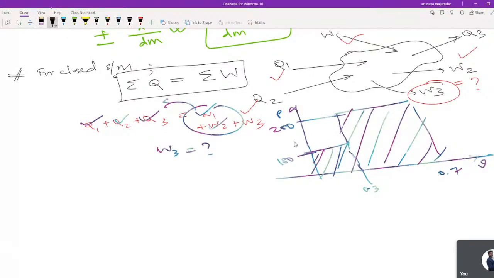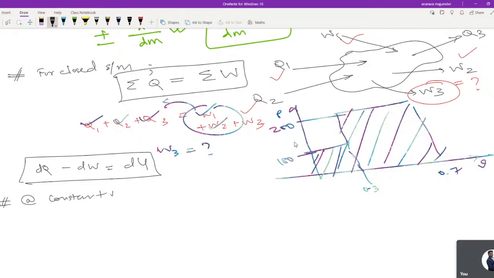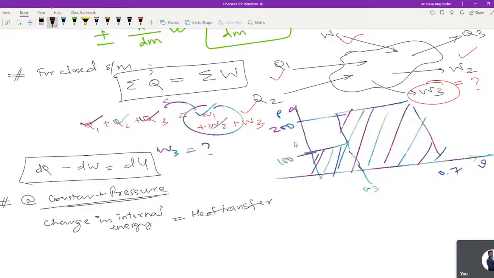As you know, the first law of thermodynamics is dq minus dw equals du, right? So implementing this, it has the following outputs at constant pressure. Okay, at constant pressure, the change in internal energy is equal to the heat transfer. Okay, so keep this. This is one of the important points to take away, right?